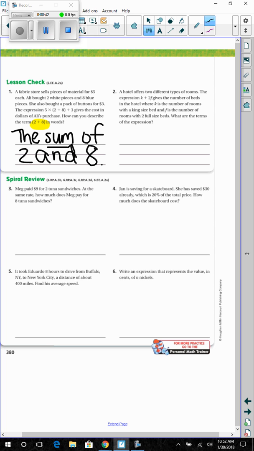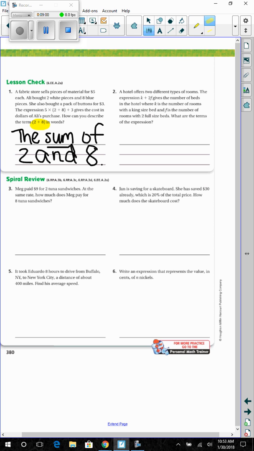Number 2. A hotel offers 2 different types of rooms. The expression K plus 2F gives the number of beds in the hotel, where K is the number of rooms with a king-size bed and F is the number of rooms with 2 full-size beds. What are the terms of the expression?